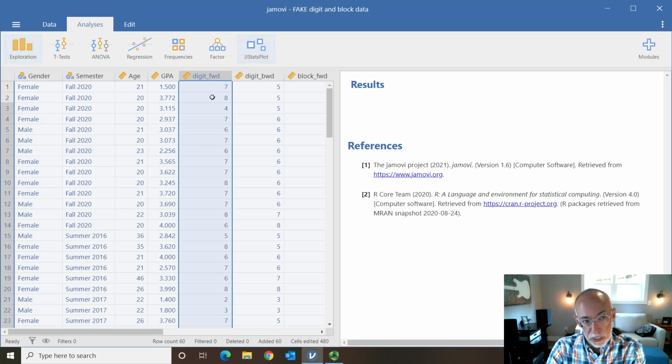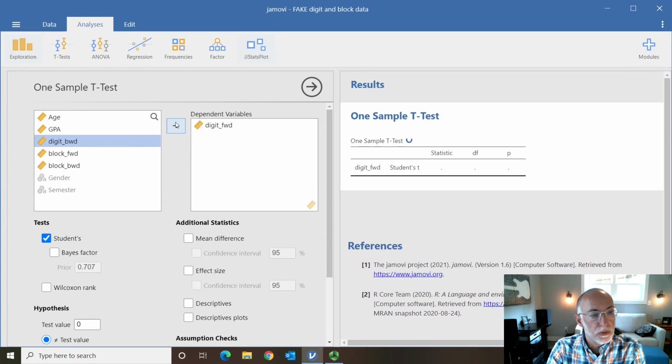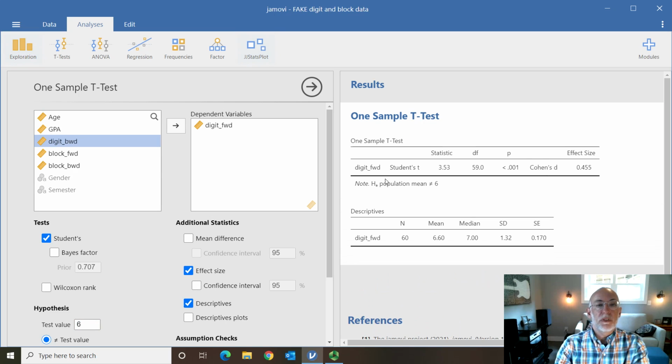The design here is a single column of numbers, a single set of observations versus one value. So under t-tests, that's a one-sample t-test. I'll take digit span forward, put it in as my dependent, and I need a test value in the bottom left of the screen. That hypothesized test value is 6. I'll ask for an effect size. I'll ask for descriptives. And here's the output.